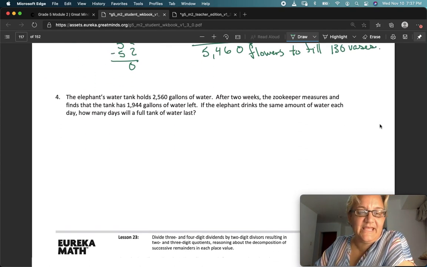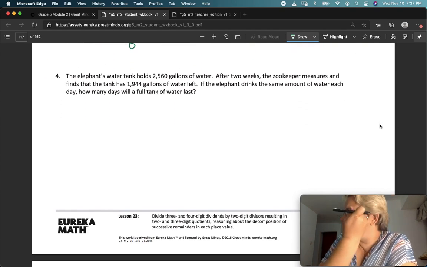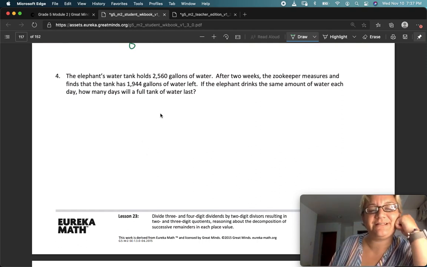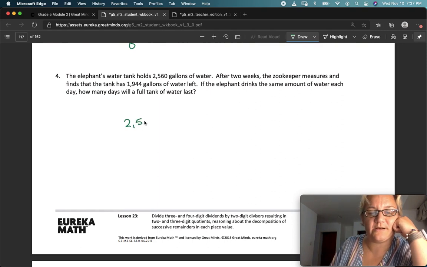Okay. The elephant's water tank holds 2,560 gallons of water. That is a lot of water.